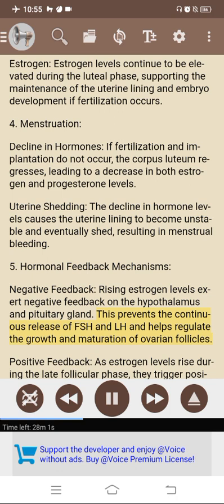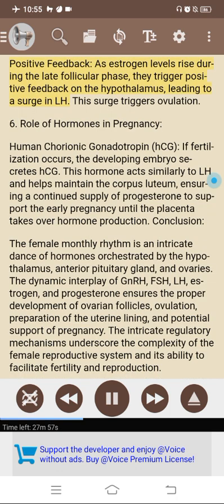This prevents the continuous release of FSH and LH and helps regulate the growth and maturation of ovarian follicles. Positive feedback. As estrogen levels rise during the late follicular phase, they trigger positive feedback on the hypothalamus, leading to a surge in LH. This surge triggers ovulation.